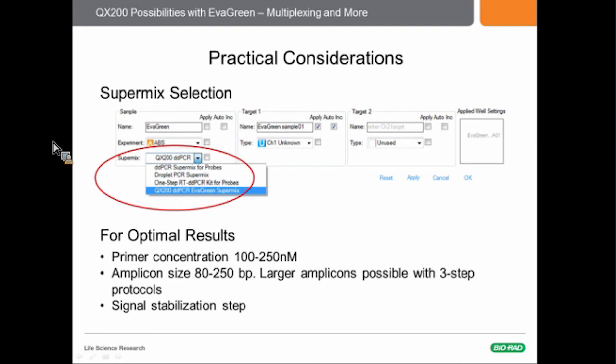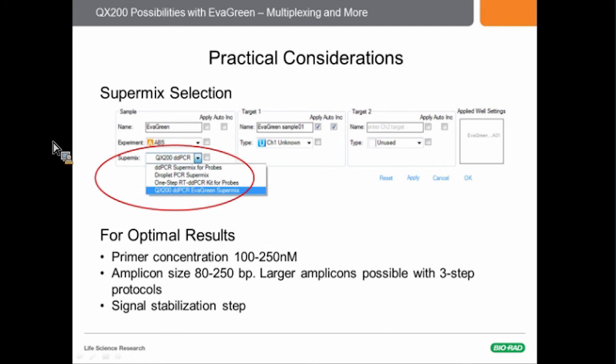And finally, there is an additional signal stabilization step in the cycling protocol for the EvaGreen supermix, which is not required when using probe supermixes. Please refer to the EvaGreen supermix product insert for these and additional details when setting up for an EvaGreen reaction.